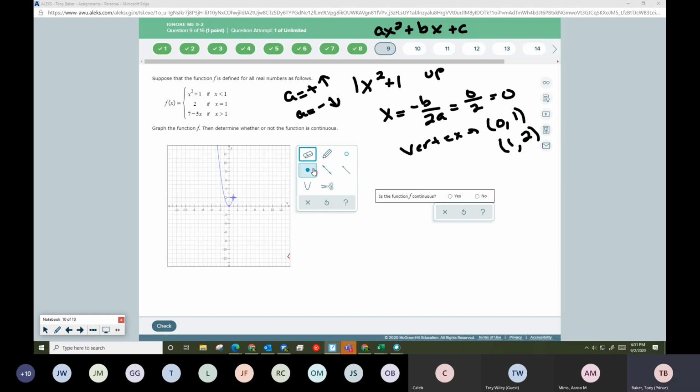The next line. Yeah, in this case it's an open dot. It actually could be a closed dot. In this case it's an open dot because there's not a little equal sign underneath it.